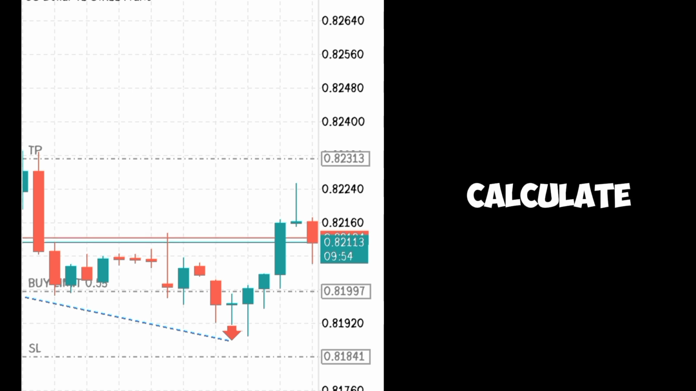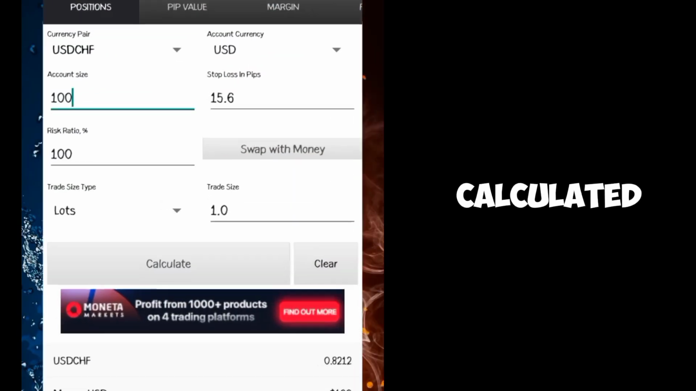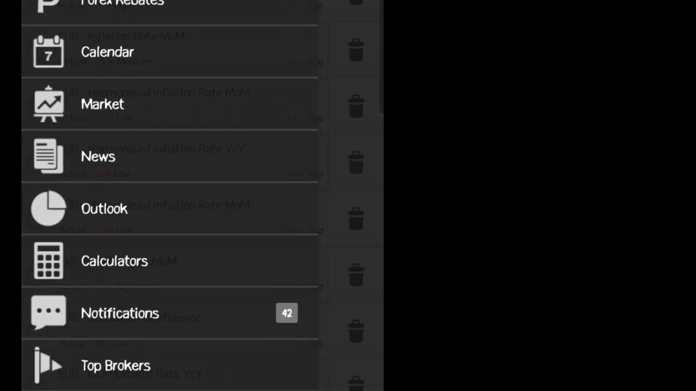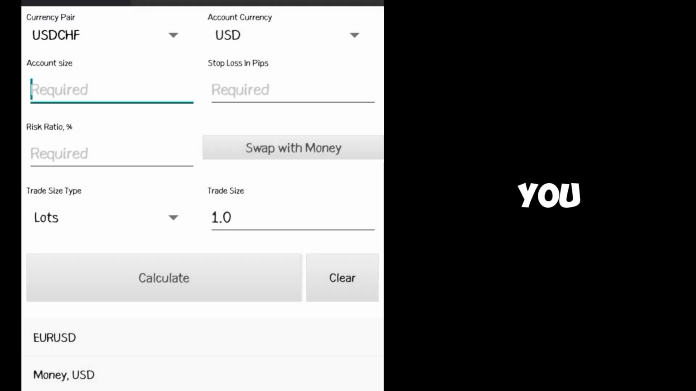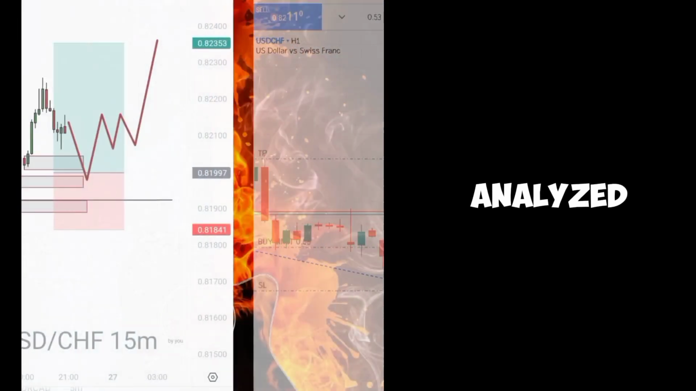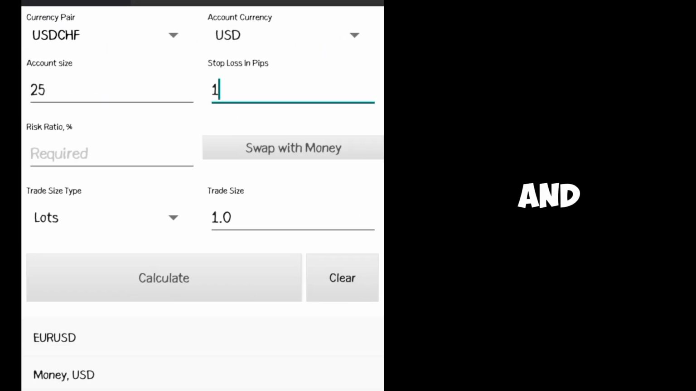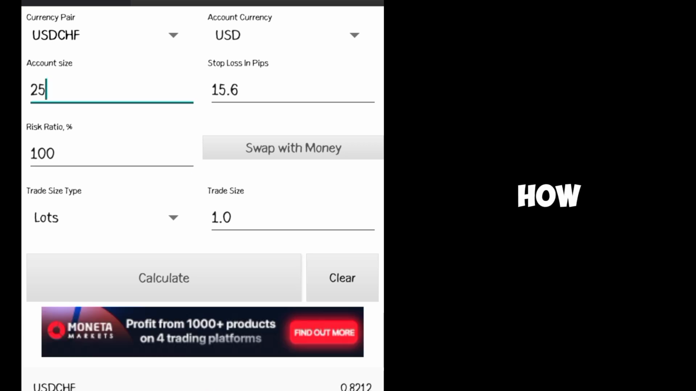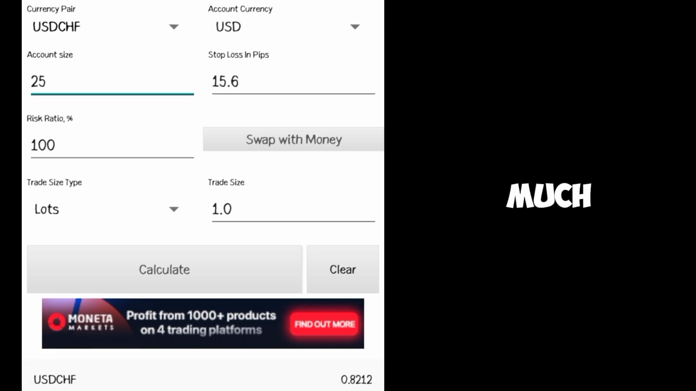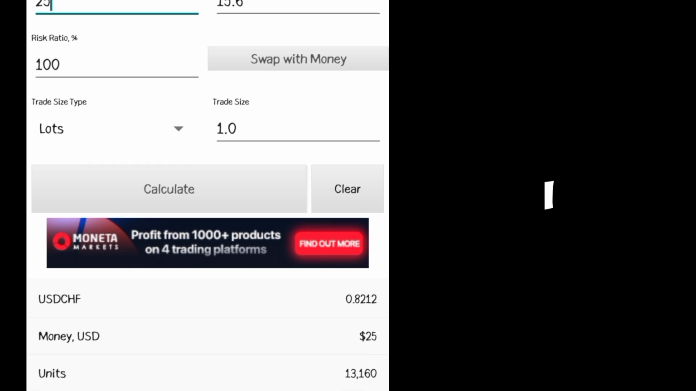So this is how you calculate your lot size. Your lot size is calculated by the amount of money you're looking towards risking, $25, your stop loss in pips, which you are going to get after you have analyzed your trades. Here, this is your stop loss in pips, 15.6. Okay, and then your risk ratio is 100% of $25. And when you calculate, you will see how much lot size you are to make use of. All right, I hope I'm clear on that.